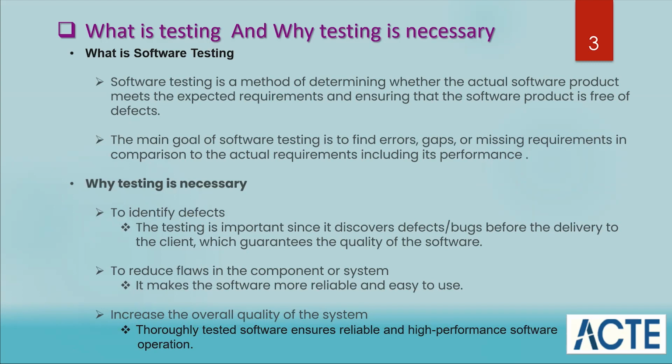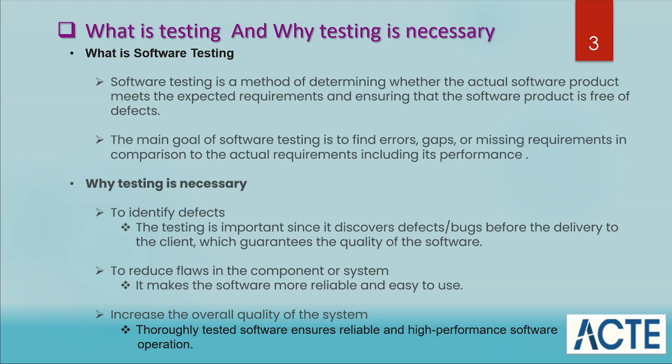So what is software testing? It is a method of determining whether the actual software product meets the expected requirement or not. It also ensures that the software product is free of any kind of bug or defect. I hope this sentence is self-explanatory. The main goal of software testing is to find errors, gaps, and missing requirements in comparison to the actual requirements, including its performance.